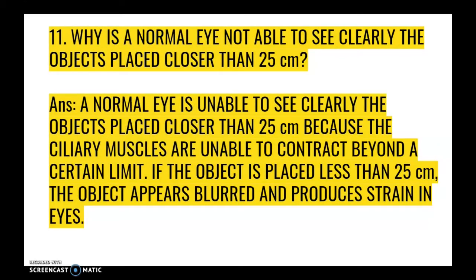Why is a normal eye not able to see clearly the objects placed closer than 25 centimeter? Answer: a normal eye is unable to see clearly the objects placed closer than 25 centimeter because the ciliary muscles are unable to contract beyond a certain limit. If the object is placed less than 25 cm, the object appears blurred and produces strain in eyes.